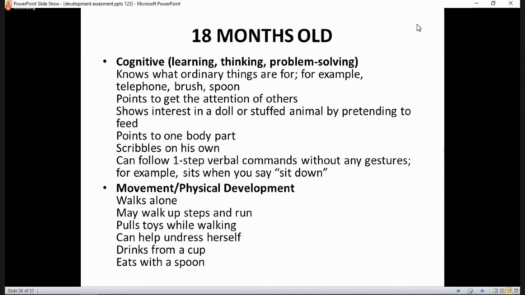In the movement, they can walk alone, may walk up steps and run, pull toys while walking, can help dress herself, drink from a cup and eat with a spoon. This is what you all expect from an 18 months old child.